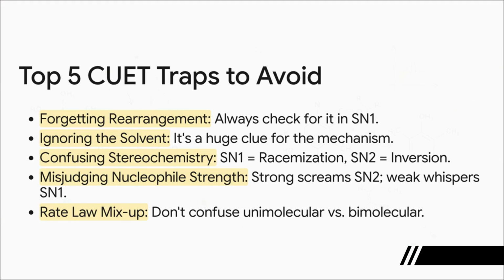Number 2, ignoring the solvent. The solvent is a massive clue the question is giving you. Number 3, mixing up the stereochemistry. Say it out loud. SN1 is racemization, SN2 is inversion. Drill that in. Number 4, misjudging the nucleophile. A strong one like hydroxide screams SN2. A weak one like water whispers SN1. And finally, number 5, confusing the rate laws. Don't get unimolecular and bimolecular mixed up in the heat of the exam.